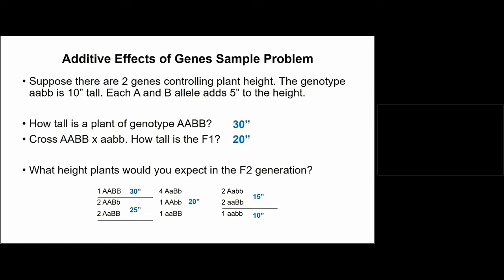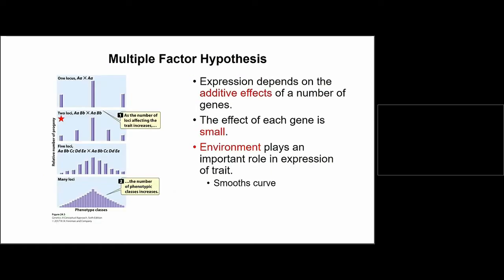So this here is just an example of this here. It's the same slide I just showed you. Now this is an example of that, right? If we have 2 loci, you could either be 10, 15, 20, 25, or 30 inches tall, right? So the more loci you add, the more different phenotypic classes can be involved.